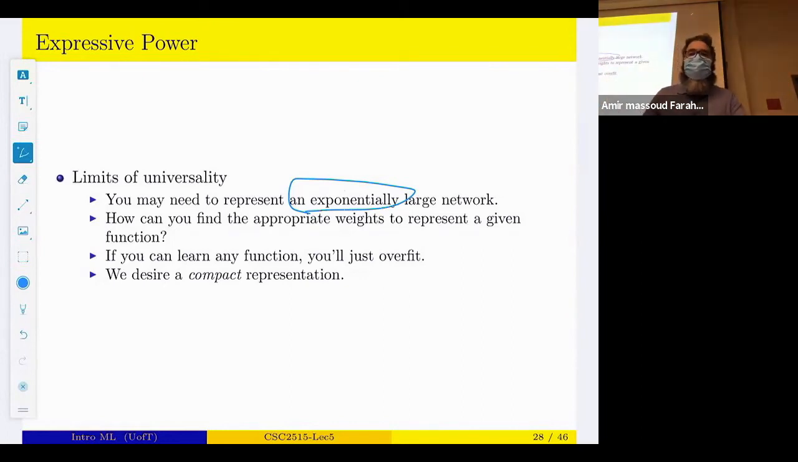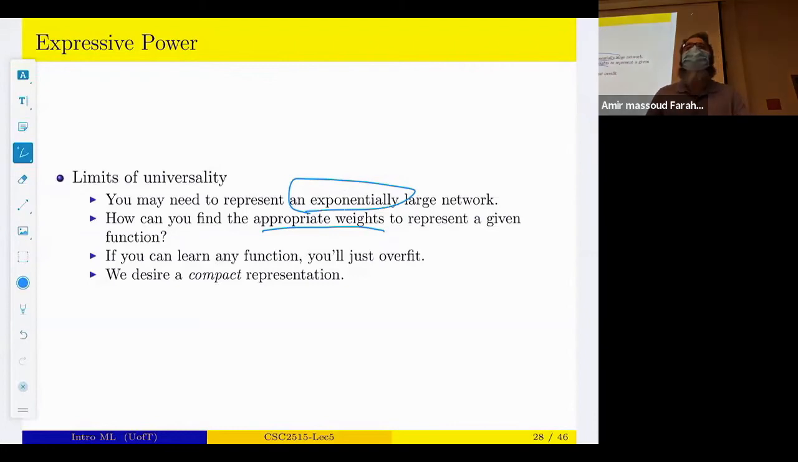The other question is that we also need to find the appropriate weights. We haven't really specified how to choose those weights, but we need to learn them somehow using the data that we have. So that's the machine learning part of it. So far, it was just representation: what can these neural networks represent?